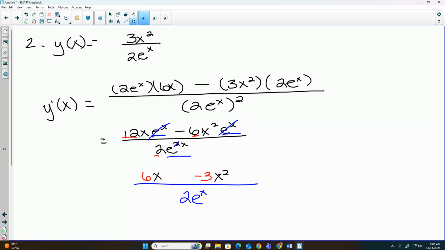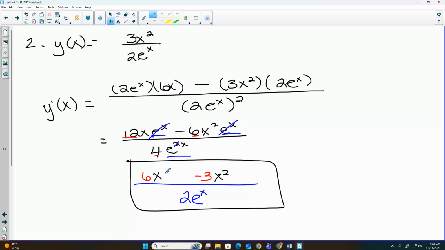I have a mistake right here. I didn't square my 2. That should have been a 4 when I squared it. So then when I divide it by 2, it leaves a 2 on the bottom. So 6x minus 3x squared over 2e to the x.